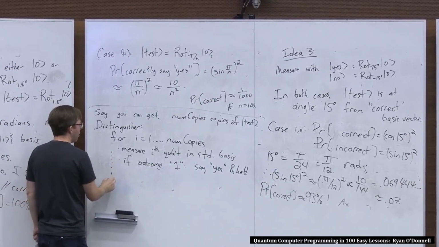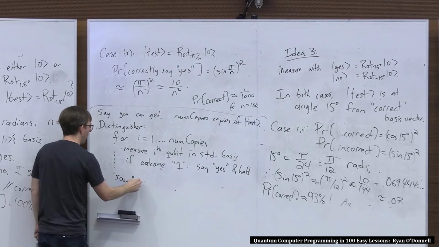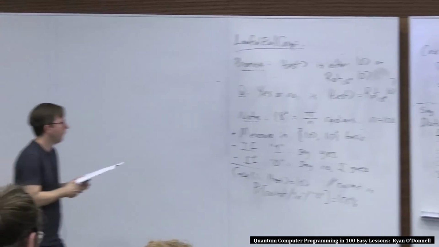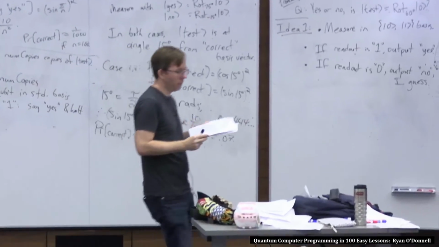Otherwise, if I get all through the copies and it didn't happen, then I guess I'll say no. Every single time I measured it, I got ket 0, so I guess I'll say no. Okay. So let's think about how well this algorithm works.